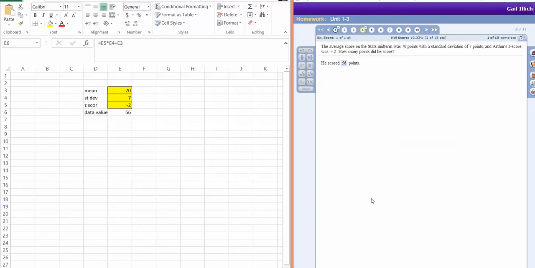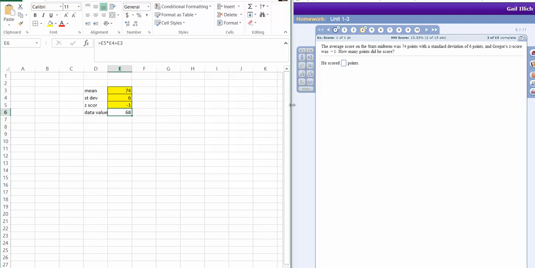Say I wanted, for fun, to try another problem. I'll click on similar exercise. Now it says the average score on the stats midterm was 74, standard deviation of 6. Gregor scored a -1. So all I have to do now is change what's in yellow. The mean now is 74. The standard deviation now is 6. And he got a -1. And notice how it automatically computed that he got a 68.